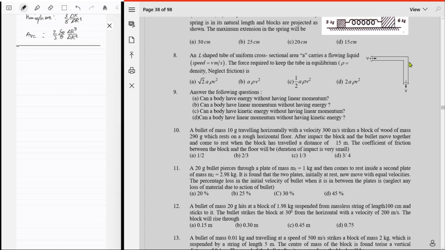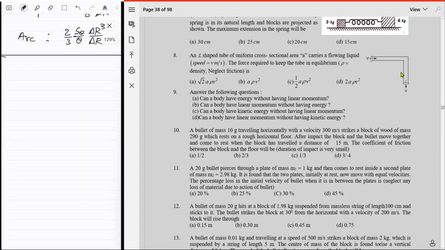Whatever, right? Let's just do this. So you want the force required to keep the tube in equilibrium. First of all, you just need a force in vector value, and then we'll do the thing. Yeah, let's just do the thing. What do you have?